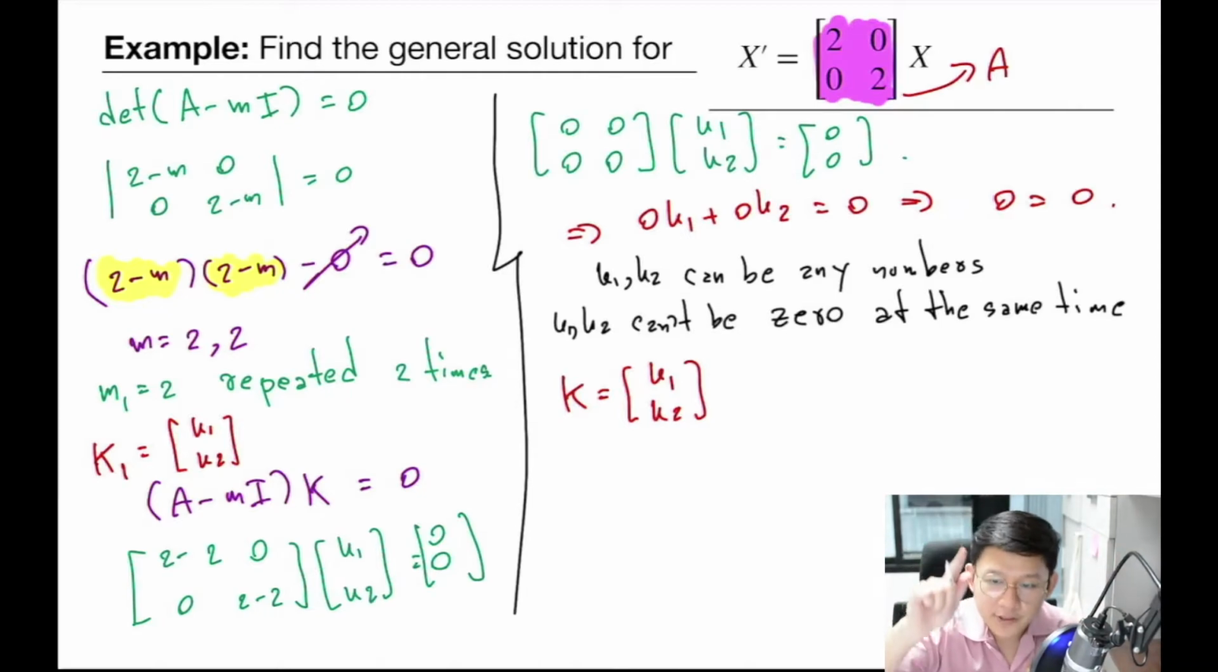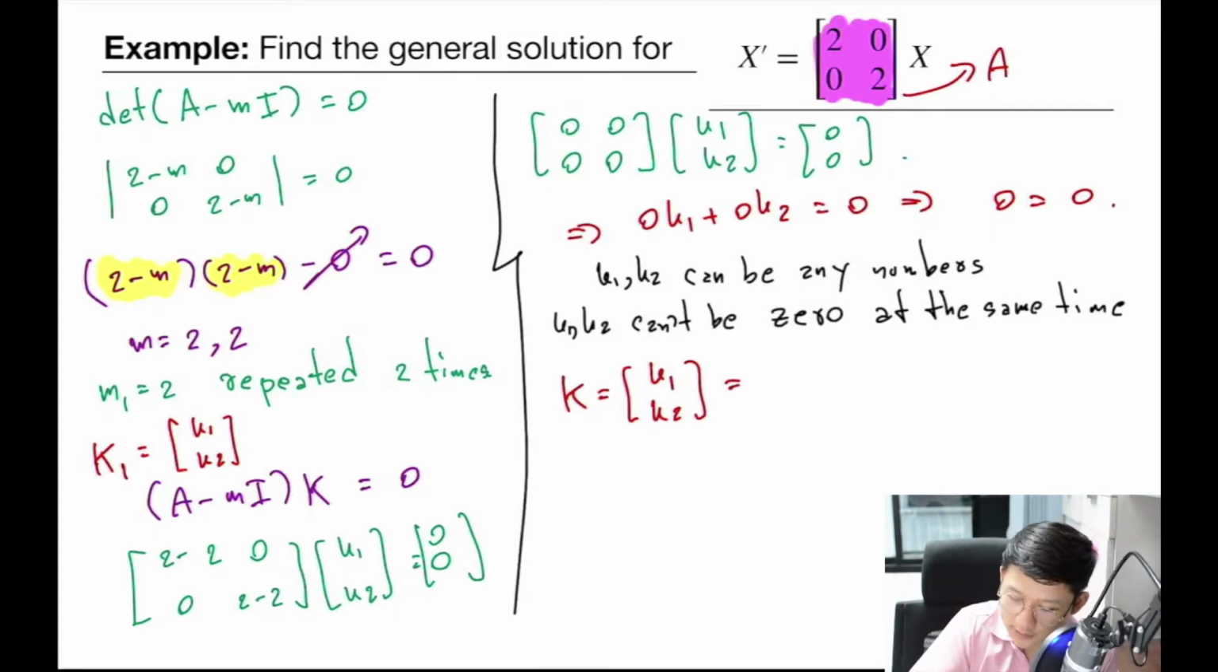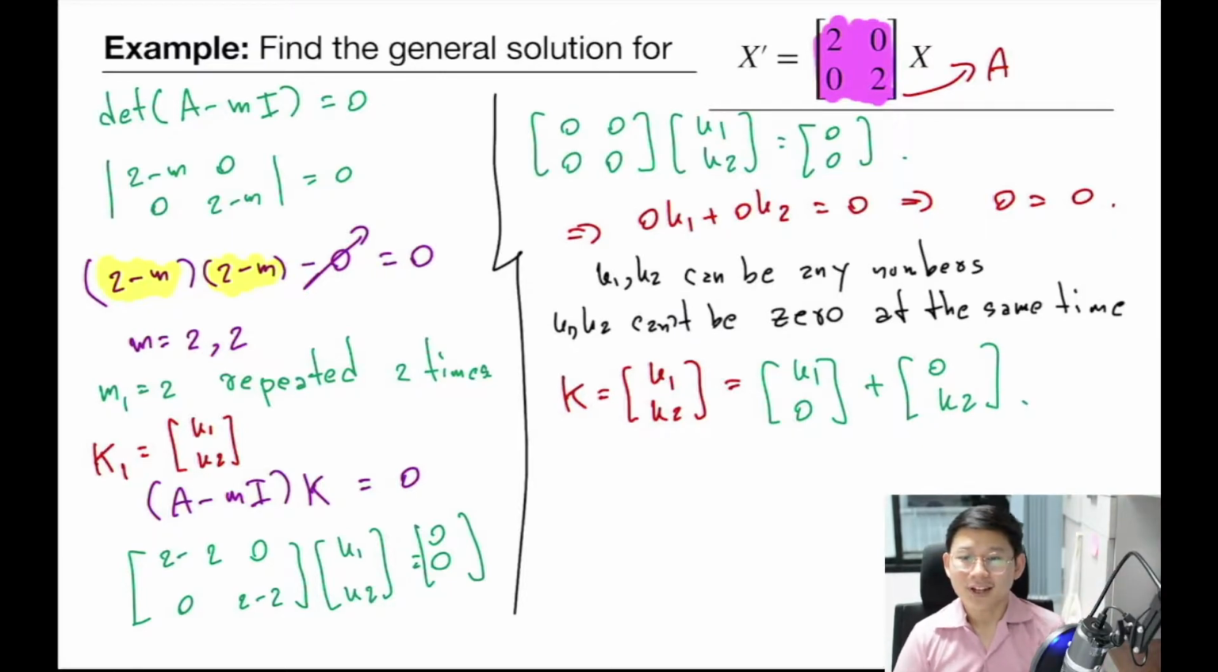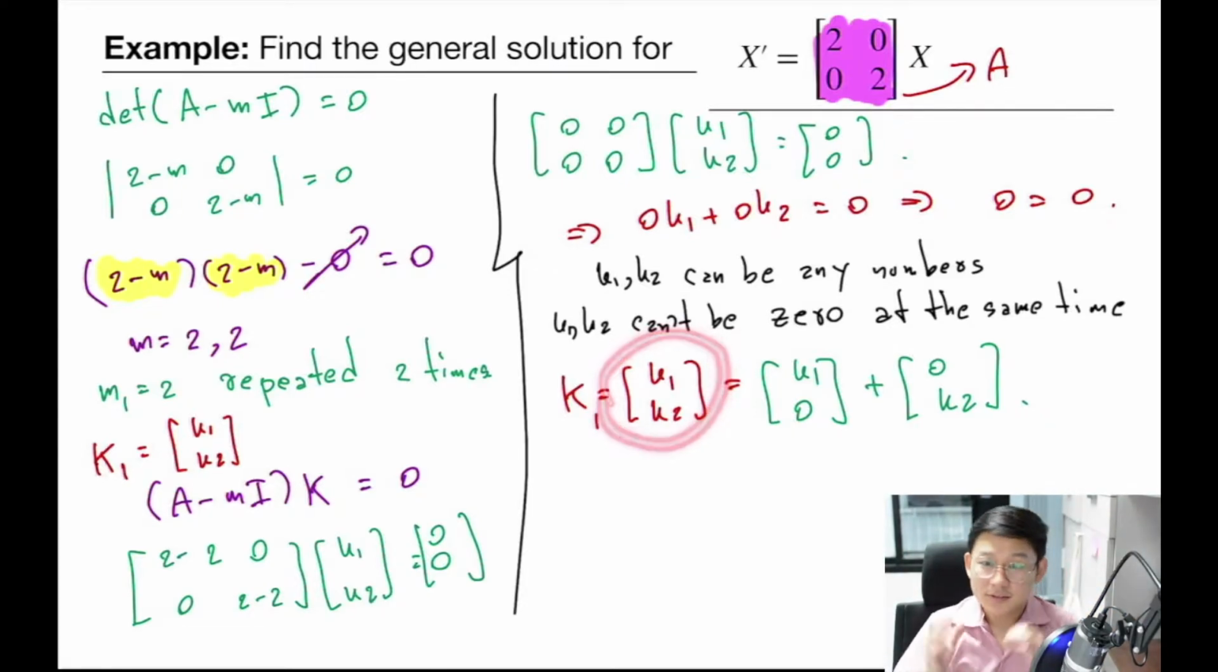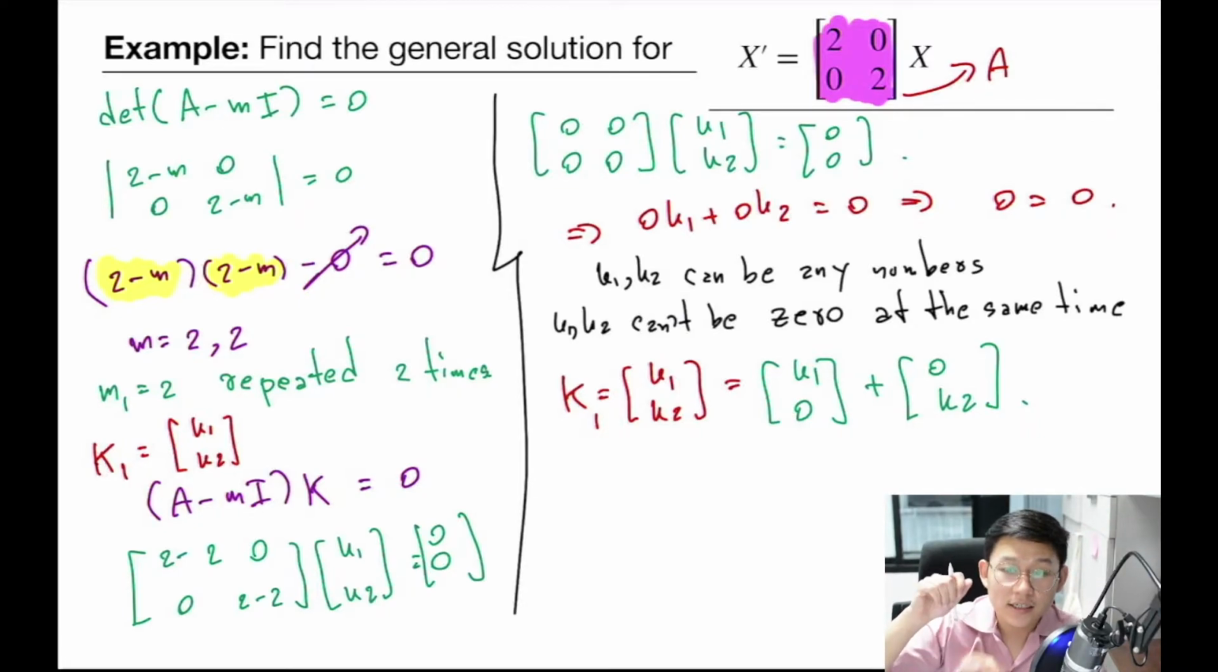What you should do is split this vector k with k1 and k2. So if you split it, you would have k1, 0 plus 0, k2. So you have k1, 0 and 0, k2, and when you take that sum, you get the big vector k back. That's what you should do whenever you can't write k2 in terms of k1 like we did before. This is usually the case when you have repeated roots, repeated eigenvalues. So when you can't write it in terms of one k, you split that into two vectors.